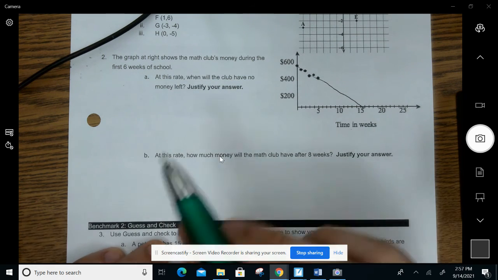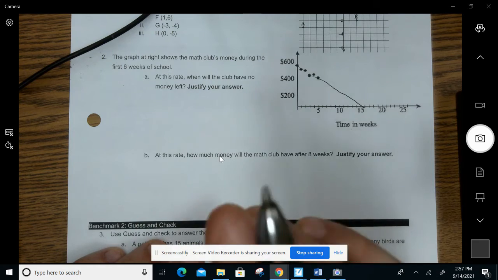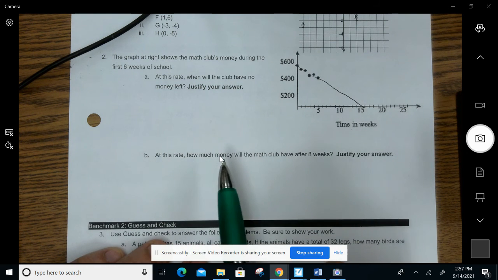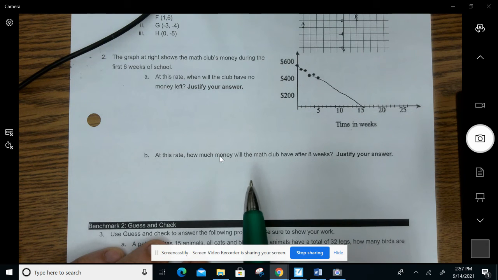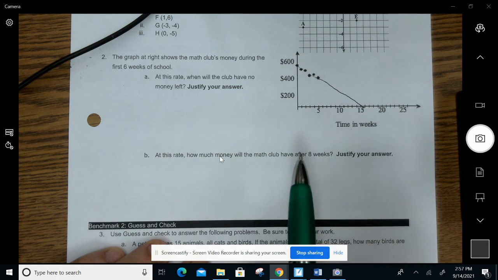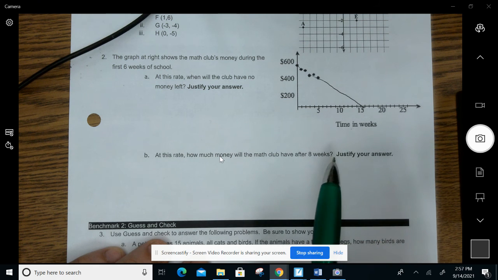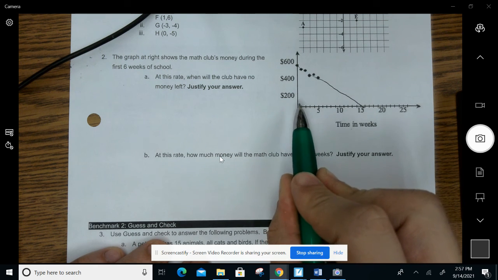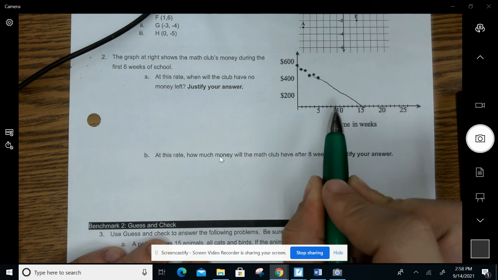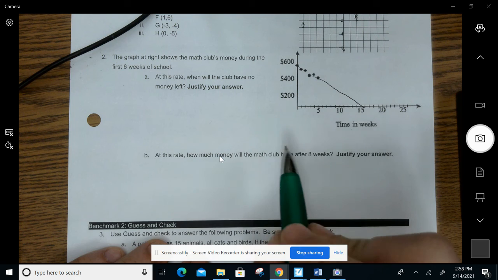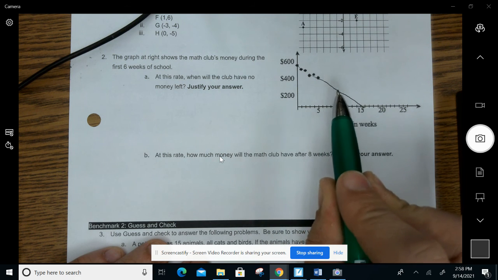I drew the line and then I followed it to $0, and okay. And then same thing with this question. At this rate, how much money will they have after 8 weeks? Well, if you're not sure how to read the graph, like looking at the line, think about it this way. It says 8 weeks. Where's weeks? Weeks is on the X. So go to 8 weeks and then kind of just follow the graph. Go up to the graph and see about how much money it was at 8 weeks.